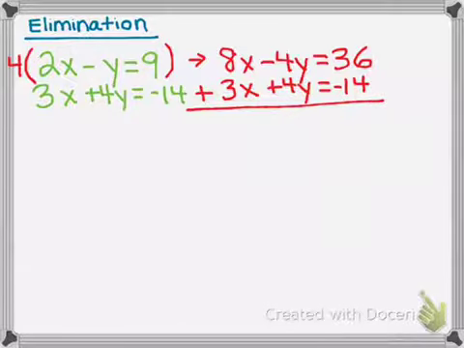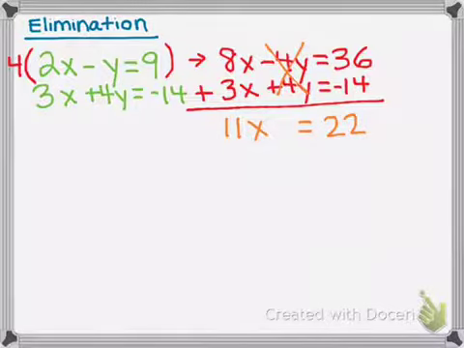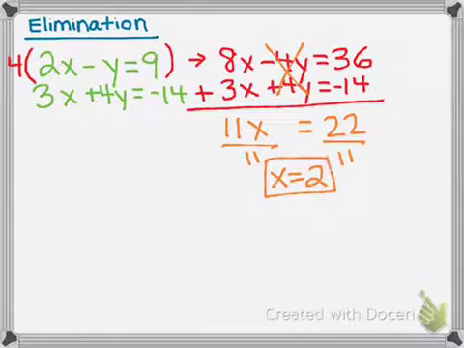Okay, and when we do this, we get 8 plus 3, which is 11. So we get 11x, negative 4y and 4y, there's my 0 pair. And then you have 36 plus negative 14, and you get 22. Divide both sides by 11, x equals 2. All right, your final step. Take that 2, plug it into whatever one you want.